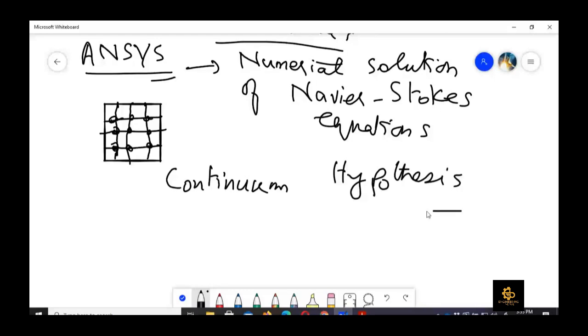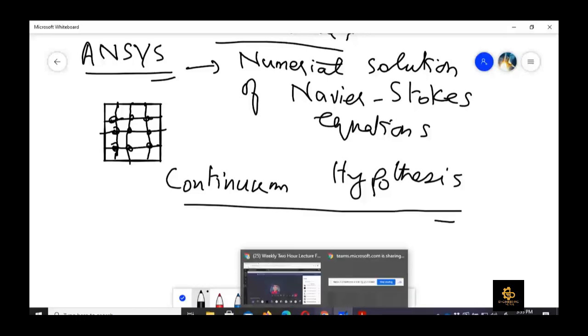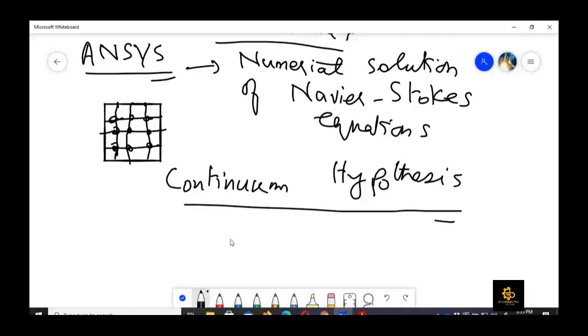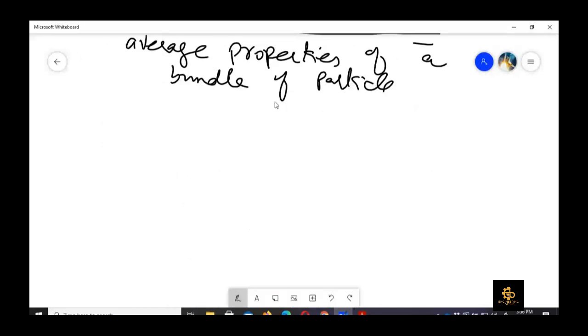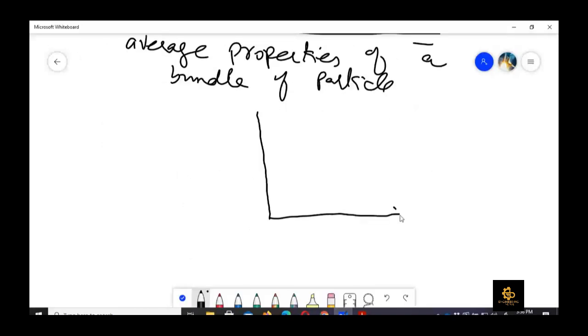Thank you very much. You are correct that in continuum analysis we say that we are not considering the properties of individual molecules. Rather, we take average properties of a bundle of particles, so that whenever we are plotting some property like pressure, velocity, or temperature, that would be a continuous function.